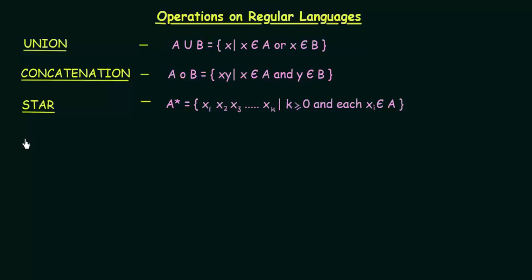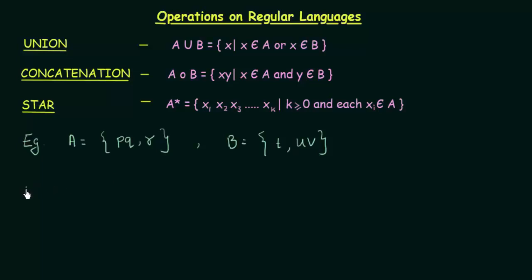Alright, so let's take an example. Here I'm taking an example where I have two sets A and B, where A is a set with the elements P, Q, and R. And then I have another set called B, which has two elements, T and UV. So we have these two sets, and let's perform union, concatenation, and star on them.